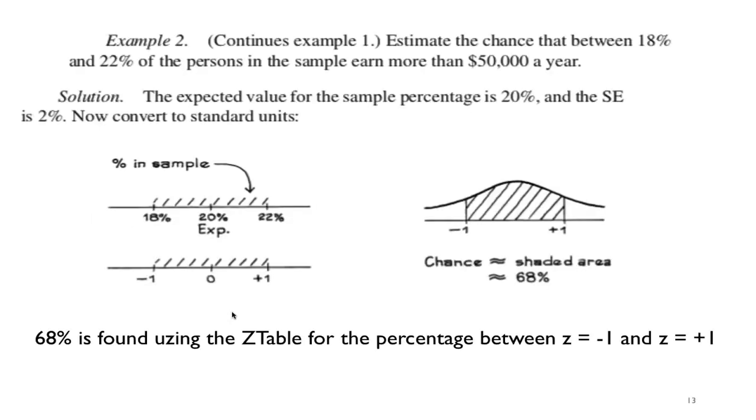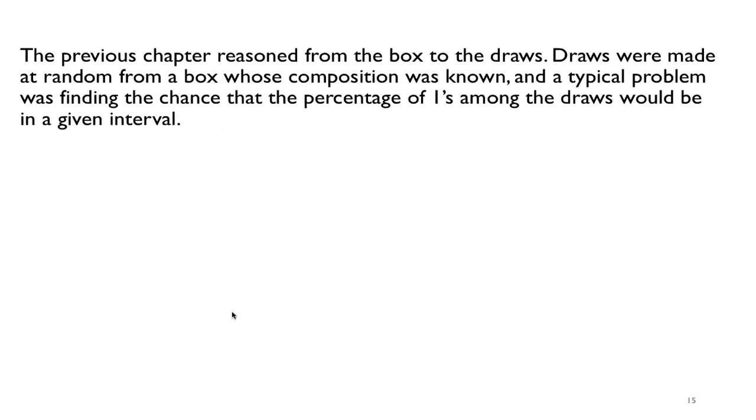Okay, now we're going to take this problem and flip it in chapter 21. This is kind of the reverse, and this reverse problem is much more useful and more common in practice. In the previous chapter, chapter 20, which we just discussed, we reasoned from the box to the draw. So if we know something about the box, the population, we can say something about the sample, what to expect when we pick a sample.